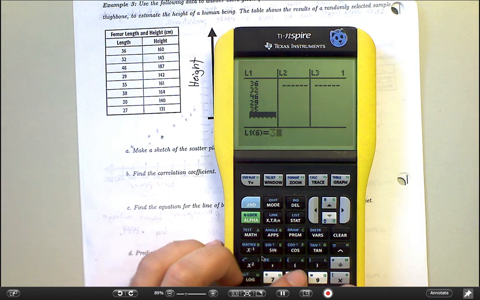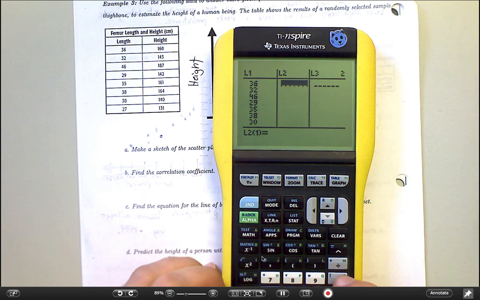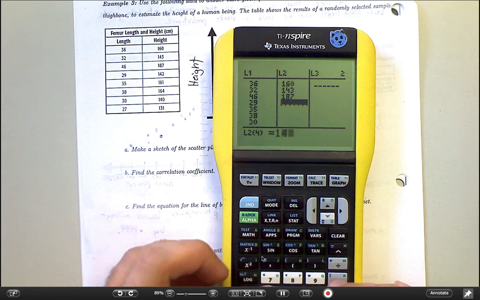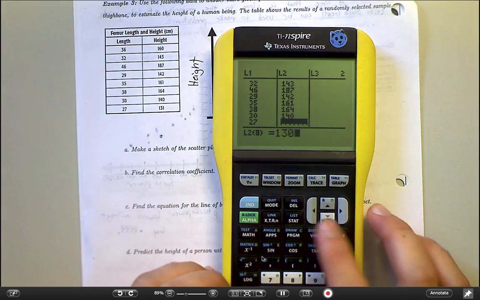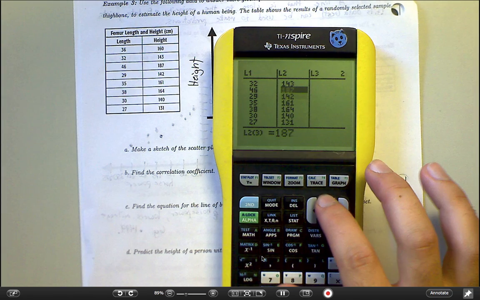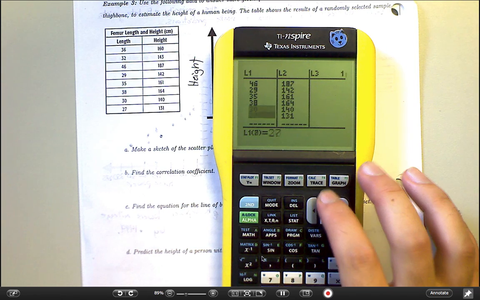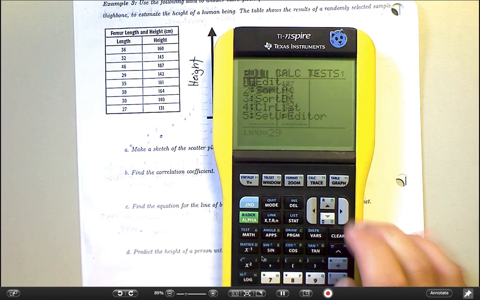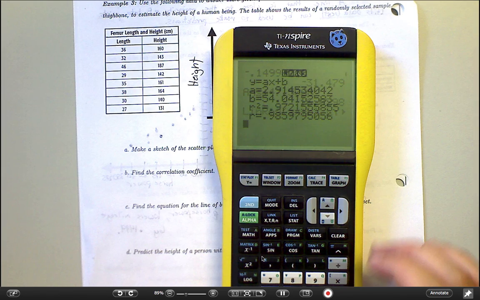35, 38, 30, and 27. And on the other side, I have 160, 143, 187, 142, 161, 164, 140, and 131. Alright, so again, I just want to scan through both of these and make sure that they make sense. And they do. So I'm going to go ahead and STAT, CALC over to LinReg again, all the way down to Calculate, and hit enter.